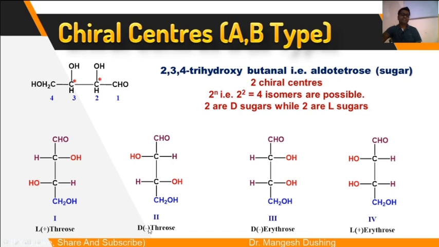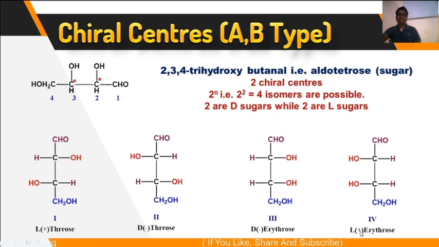First one is L-threose, D-threose, D-erythrose, L-erythrose. These plus and minus signs are optical rotations. Where this OH is towards the left-hand side, that's why this is an L sugar, while where this OH is on the right-hand side, that's why it is a D sugar. So these are the relative configuration names. L sugar means the last chiral center OH is on the left-hand side, D sugar means the last chiral center OH is on the right-hand side. Similarly over here, right-hand side D, while left-hand side L.